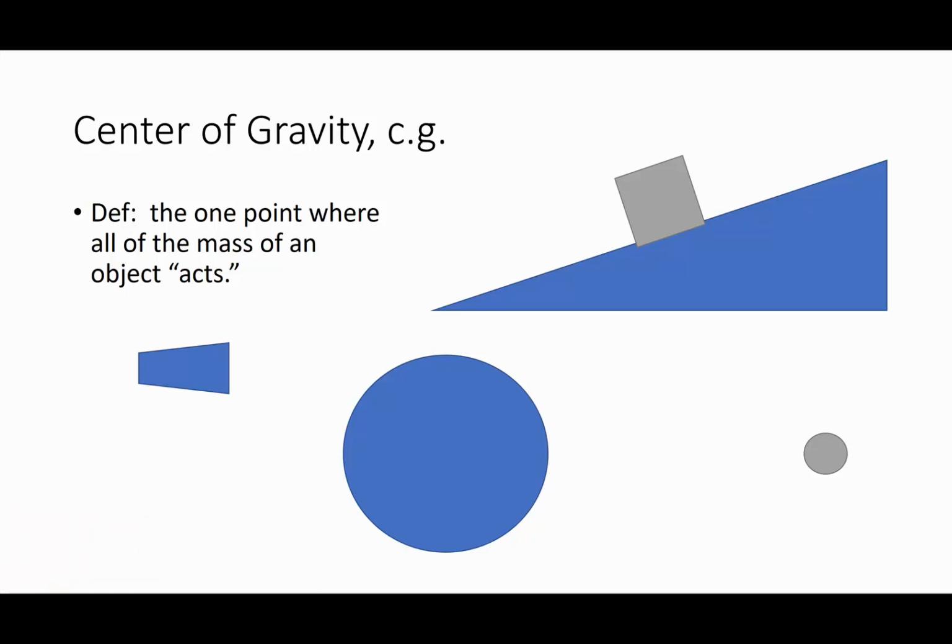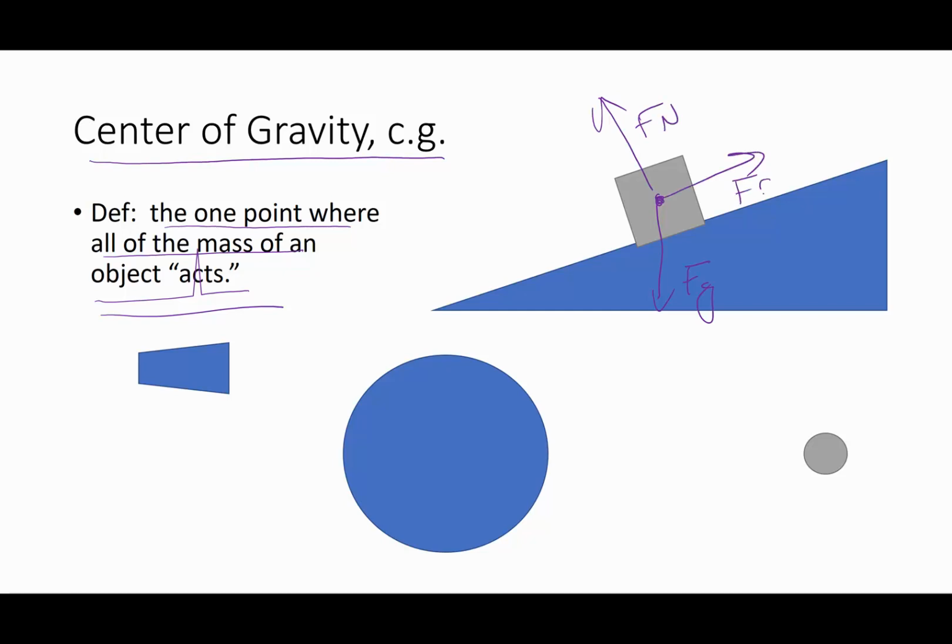Hello everyone, let's talk a little bit about CG, or center of gravity. Center of gravity is defined as the one point where all of the mass of an object mathematically actually acts. We have been working with this in our physics class a lot, and you may or may not have realized it. When we were talking about forces and summing the forces on an object, I would have you put a little dot in the center, the geometric center of that object, and we would put all of our forces and label them from that center of mass, or that center of gravity.